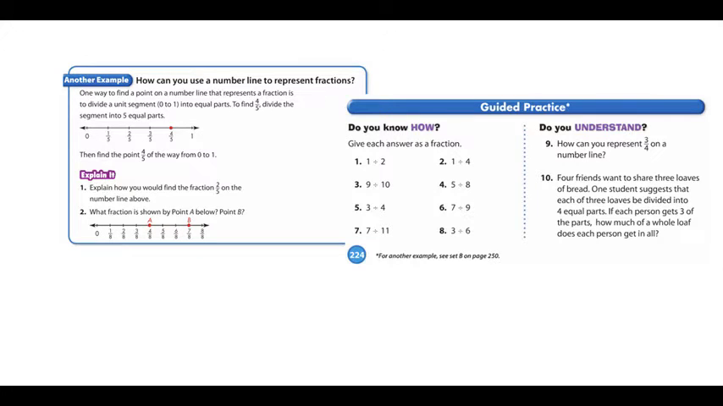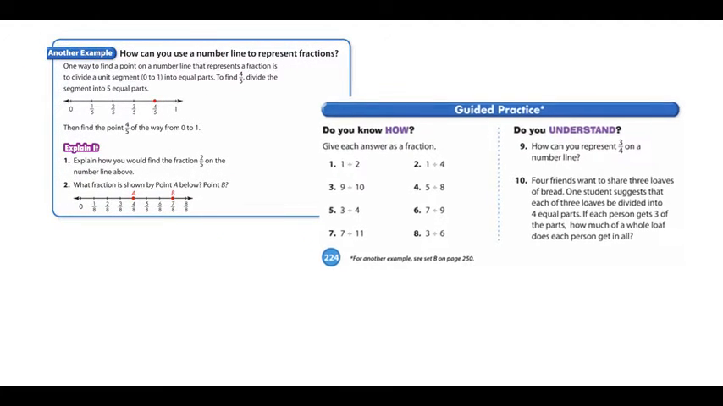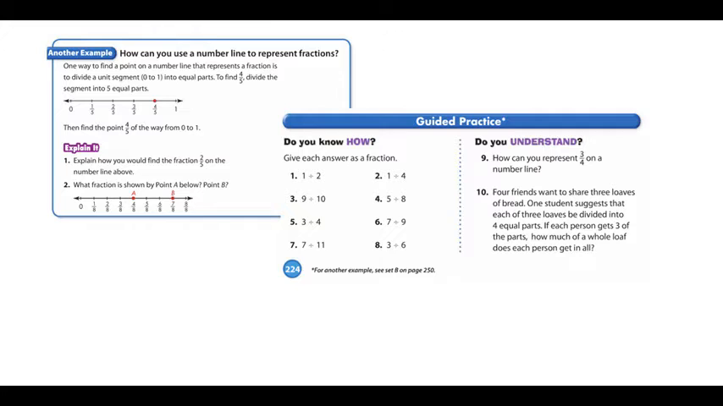Now go ahead and look at the guided practice. It says, give each answer as a fraction. For this part you don't have to draw a number line, but if that helps you, I would do it, because you'll have to do it on numbers 11 through 18. But 1 divided by 2, that's like saying 1 whole divided into 2 parts. Each person would get what of the whole? It would look like this as a fraction: 1 out of 2 or 1/2.